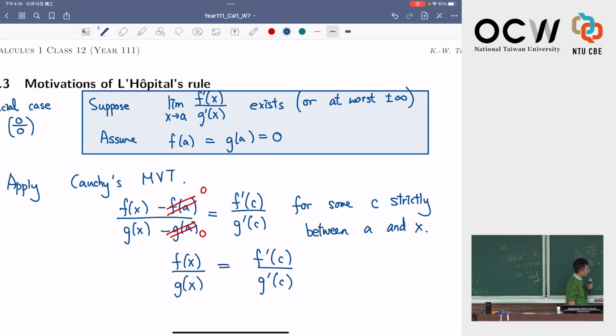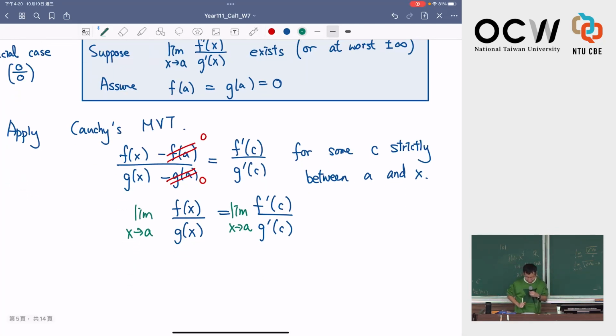What we want to study is not only the fraction here, but what if I take the limit as x goes to a on both sides? Let me write one more sentence. Now we come to an interesting thing. The left-hand side, okay, fine. The right-hand side: what is the relation between x and a and c? What we know is c should be strictly between a and x.